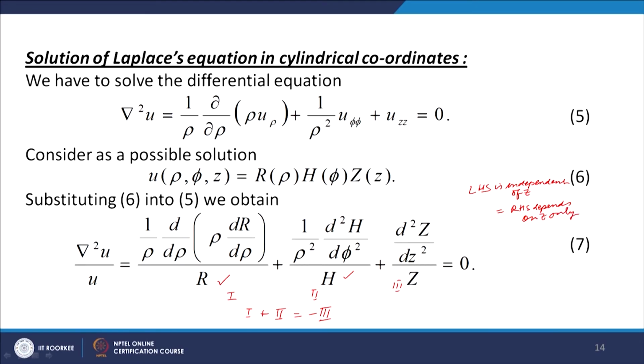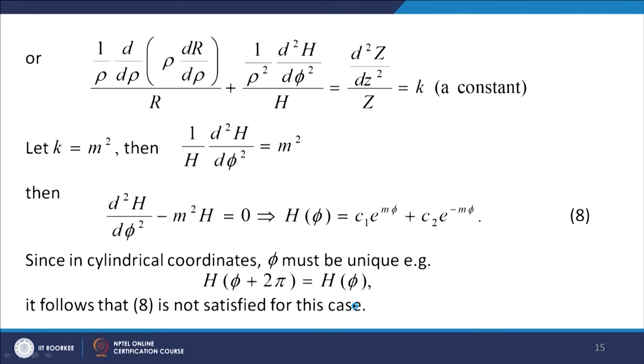Left hand side is a function of rho and phi, which are independent of z, and rho and phi themselves are independent of each other. So each side will be equal to a constant. So 1 plus 2 equal to minus 3 equals some constant. Now let us take d squared Z over dz squared upon Z, with the minus sign, since we are dividing by R, H and Z. So we get this equation, equal to some constant.